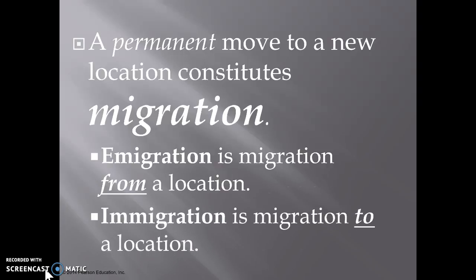A permanent move from one location to another constitutes migration, so it's important to keep that in mind. Remember, there are two types, emigration and immigration. Emigration with an E means to exit, to leave a place. It is the act of actually leaving it, whereas immigration with an I is the act of going to a location or being in a new location.